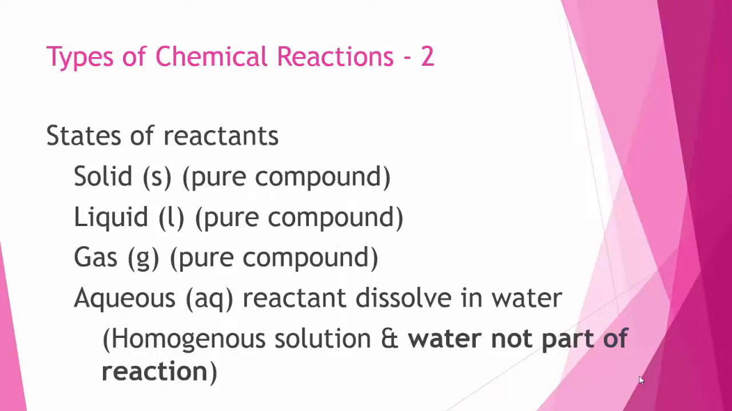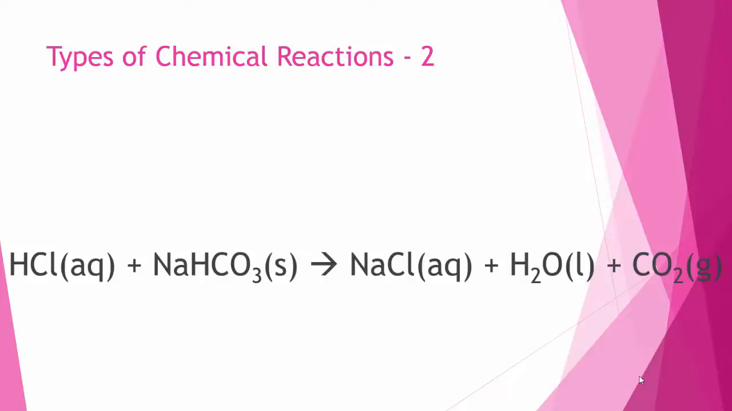Four states of reactants: solid, liquid, and gas, each of which is a pure compound. And then aqueous, where the reactant is dissolved in water, but the water is not part of the reaction. And here's an example showing the four states of reactants: aqueous hydrochloric acid and solid sodium hydrogen carbonate produce aqueous sodium chloride, liquid water, and carbon dioxide gas.